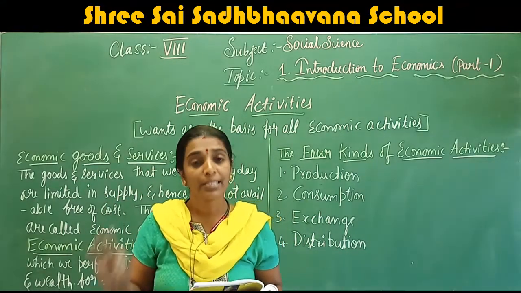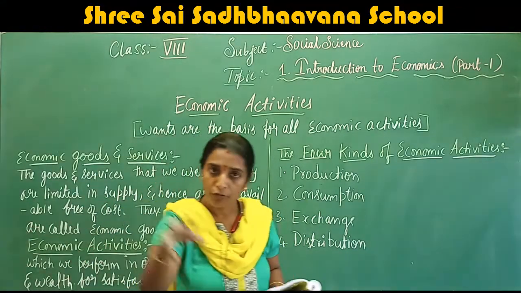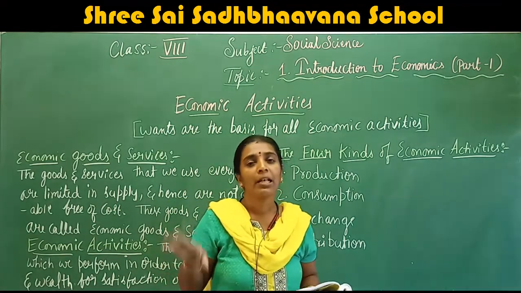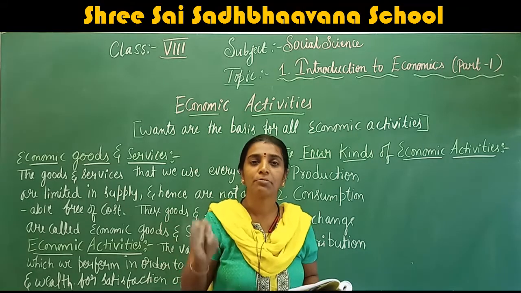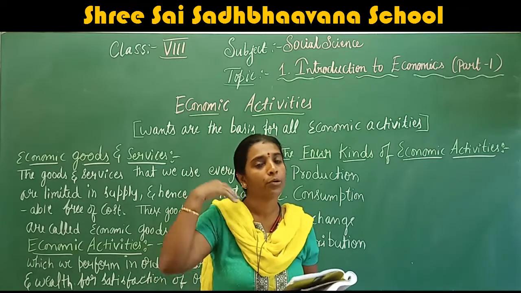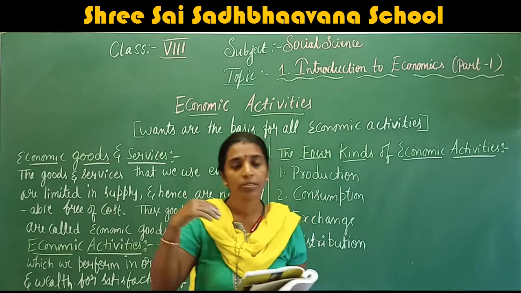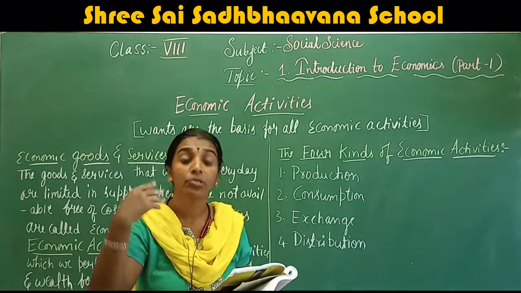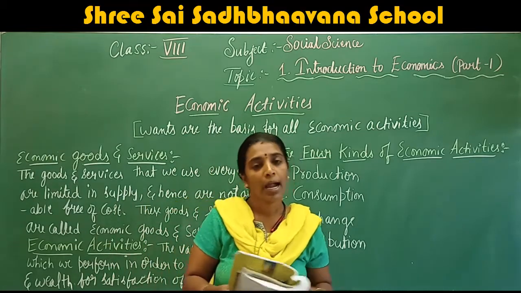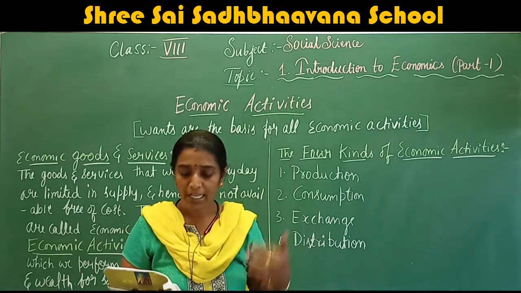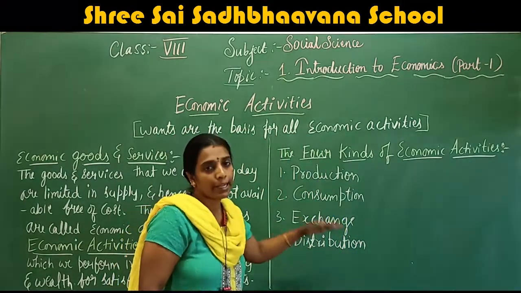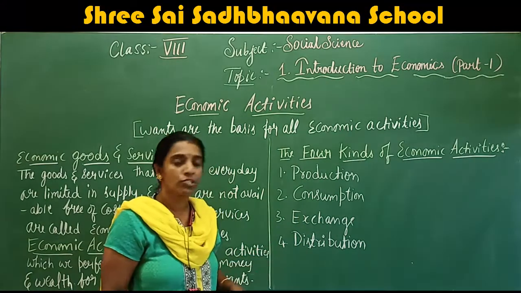In this system, the activities of collection of goods, transportation, selling and buying will take place. So selling, buying, and transporting from the producer to the consumer will take place. This will come under exchange. So the last one is distribution.